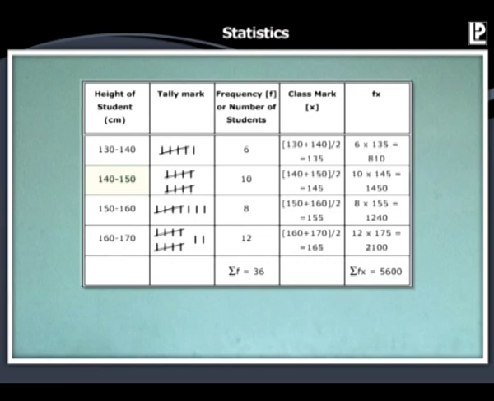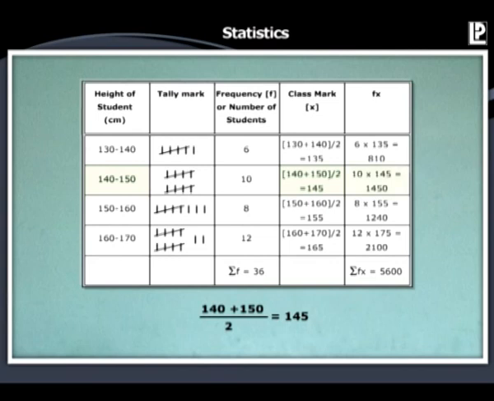Next, let's find the class mark or midpoint of each class interval. This can be done by adding the lower limit to the upper limit and dividing by 2. The midpoint of 140 to 150 is (140 + 150) divided by 2, which gives 145.